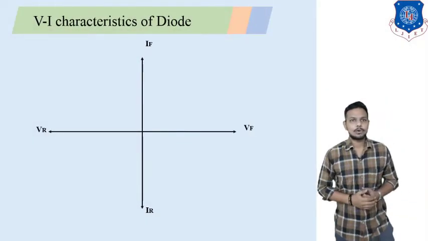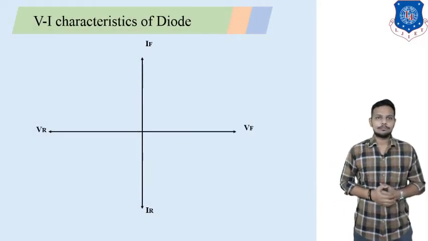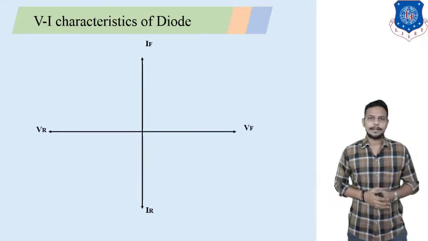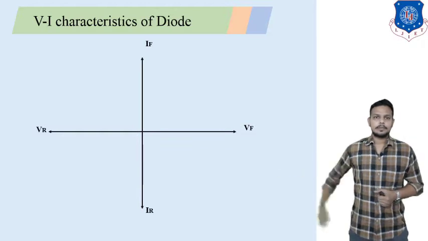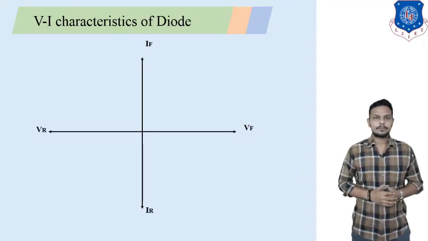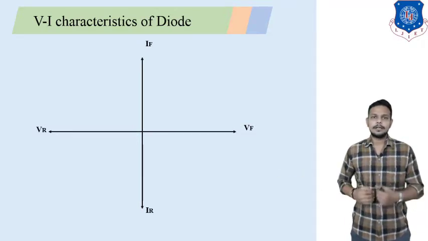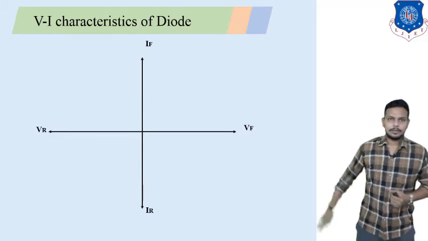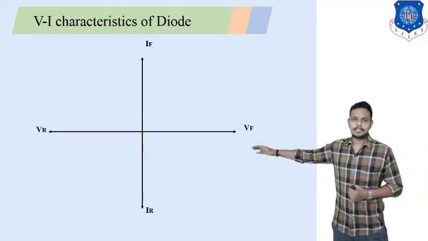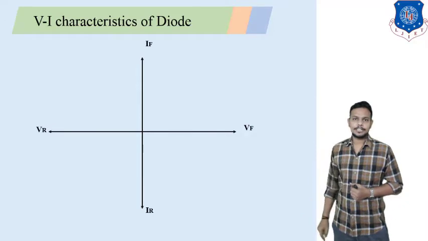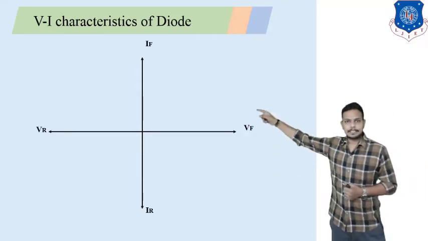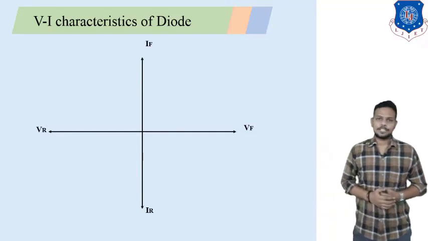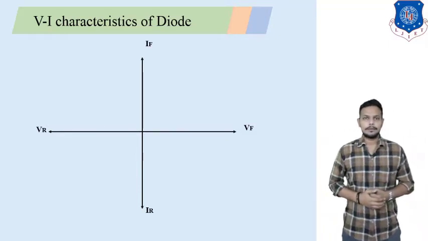Now let us discuss the VI characteristics of a diode, or we can say the VI characteristics of a PN junction diode. Here this is the graph between the current and voltage. On the x-axis there is a voltage, VF, which means forward voltage, and on the y-axis there is IF, which is also known as forward current.